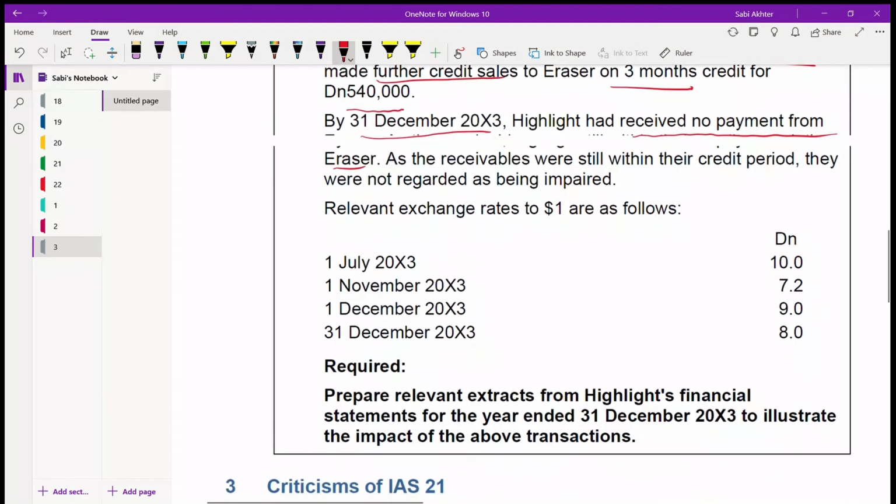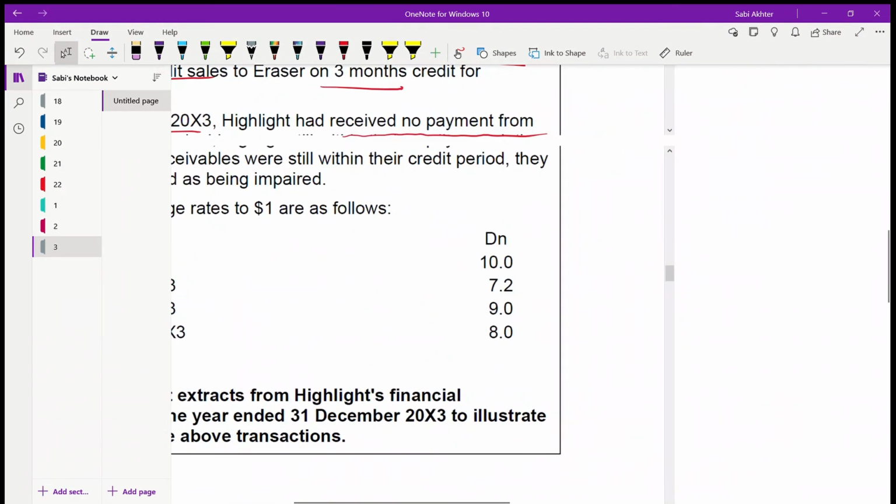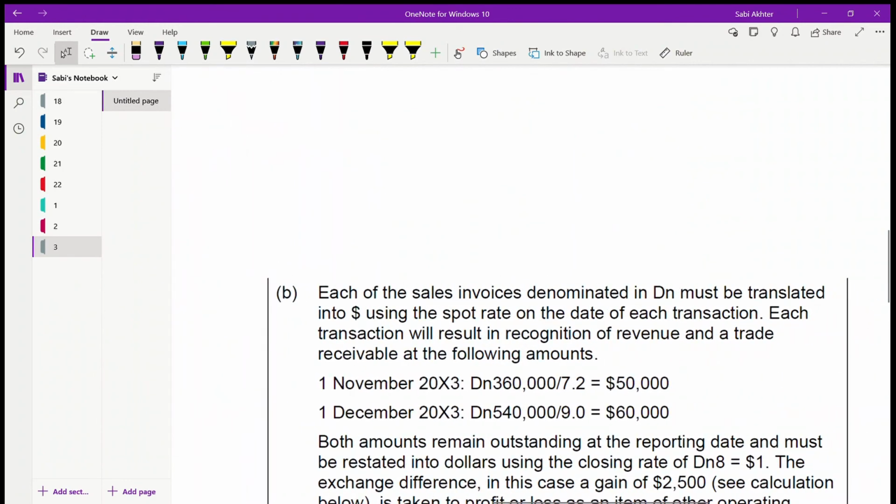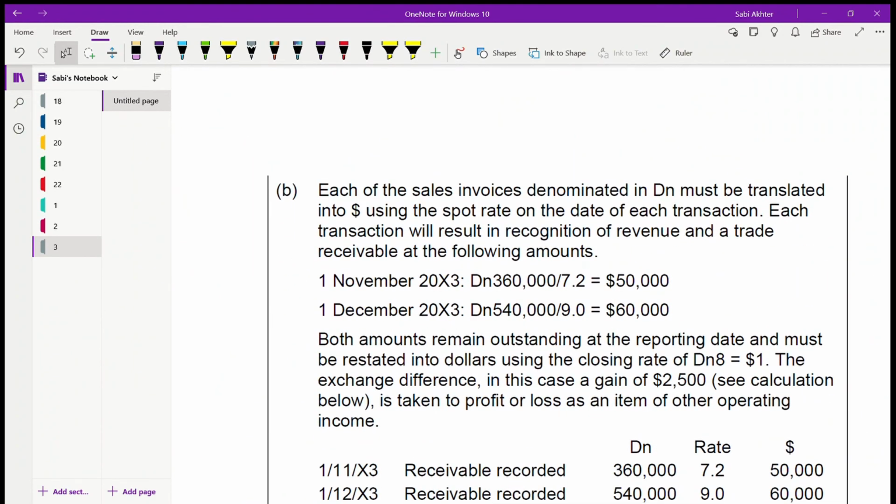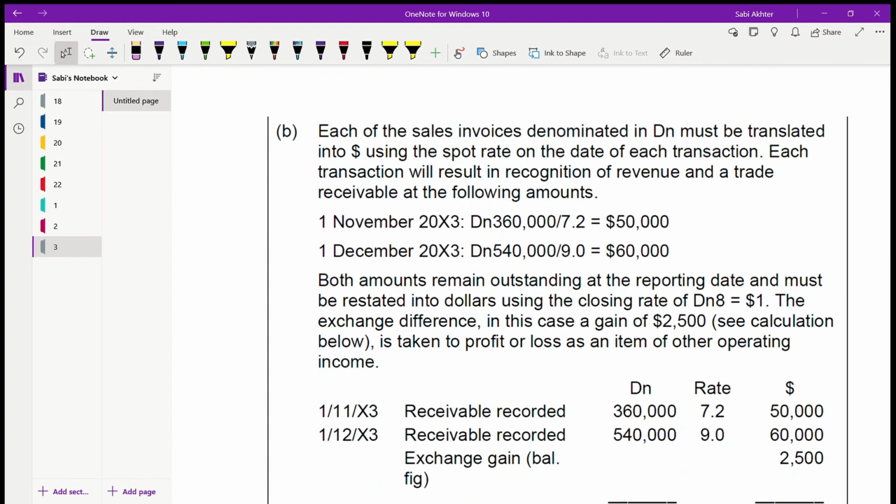Now, same question, but this is a bit of a different question. Some differences you will get in this question. Each of the sales invoices denominated in yen must be translated into dollars using the spot rate of the date of each transaction. Each transaction will result in recognition of revenue and trade receivable, definitely, because we have not been paid, so revenue will be there, and the trade receivable will also be there.